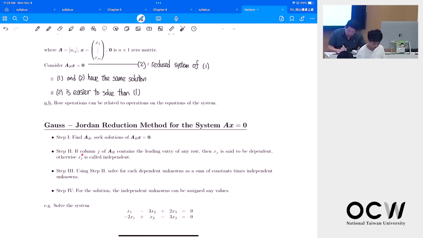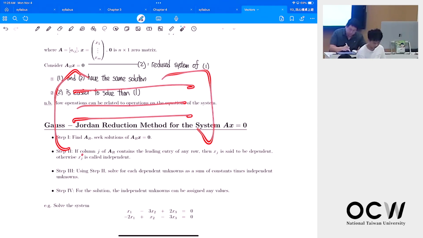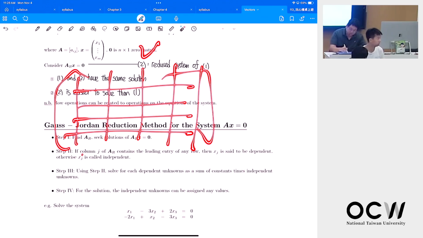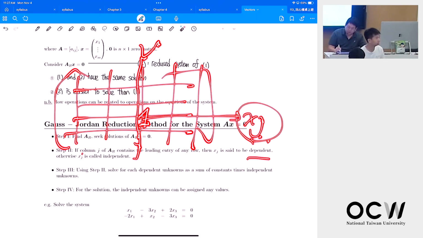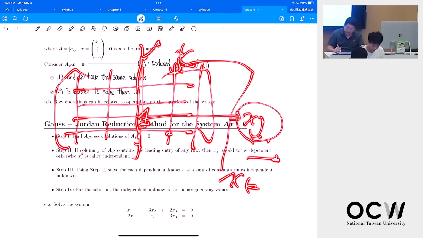You see that column j, what does column j mean? This is a row, right? Then here I have a column, suppose this one, and maybe the leading entry is here. If I have a leading entry in that column, this corresponding x will be dependent. Otherwise, if we don't have a leading entry, like this one, say this is column k, then xk will be independent.